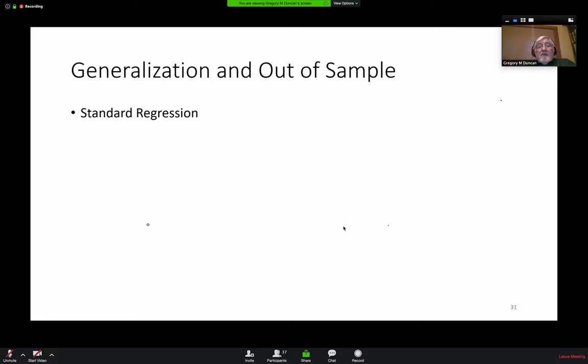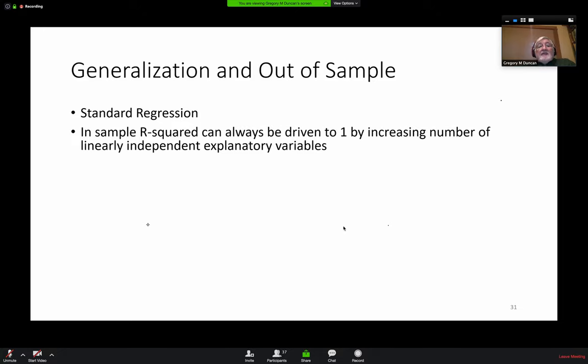Let's give an example with a standard regression. You've seen this before. In sample, R squared can always be driven to one by increasing the number of linearly independent explanatory variables. That is, even if they're random, you can always increase the number of variables and your R squared will go up. That's your in-sample R squared, the one you measure when you do ordinary least squares in R or Stata or anything. We don't want to use the in-sample R squared. We want to use the out of sample R squared.